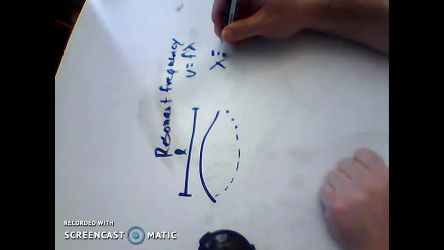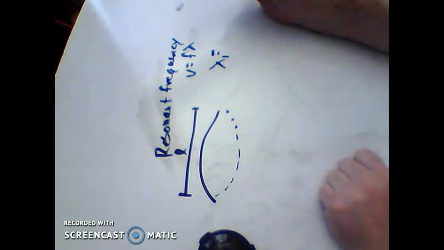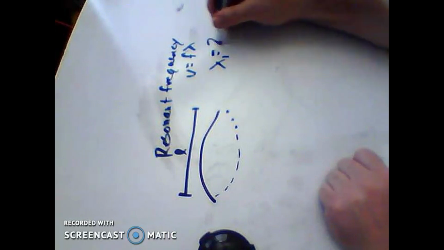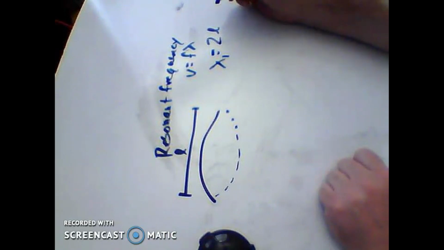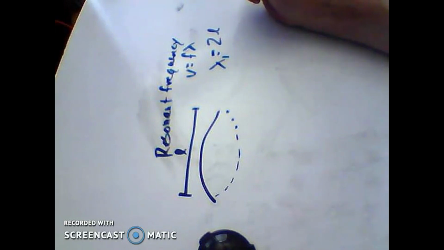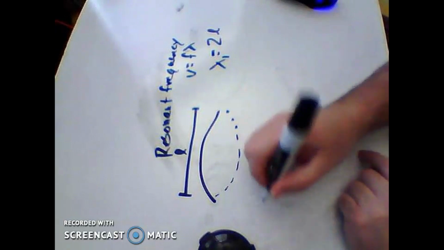So I'm going to call this lambda 1 because it's the first frequency that will produce a standing wave, and it is 2L. Okay, and then they raise the frequency and they find another standing wave, and this one is just a little bit more complex.